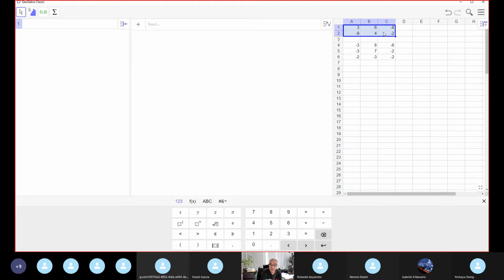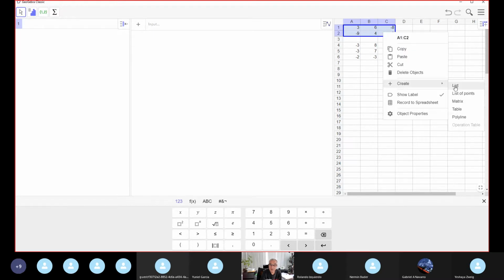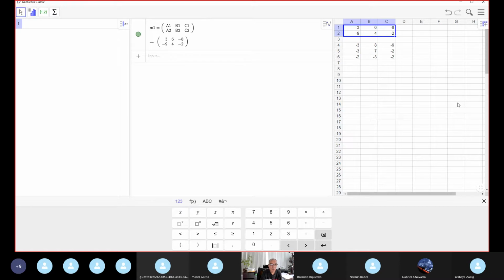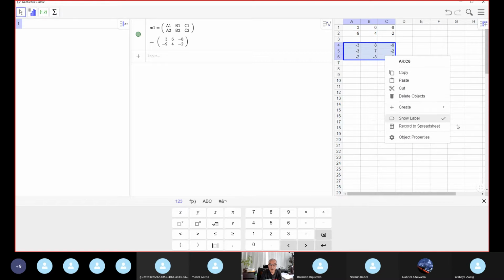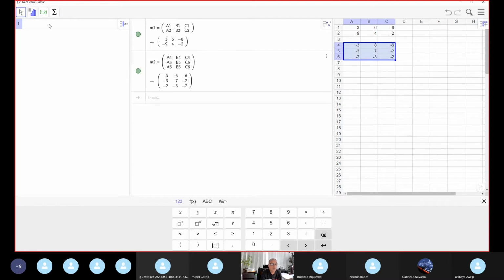So I select the first matrix, I create a matrix, boom, and 1. Okay, I select the second, I create the matrix, and 2. Now in the input, you multiply. The order is important, because n1 times n2 is not the same as n2 times n1. The multiplication of matrices is not commutative. In this case, n1 times, how do you put times? You put shift 8, the times sign, and after it n2.